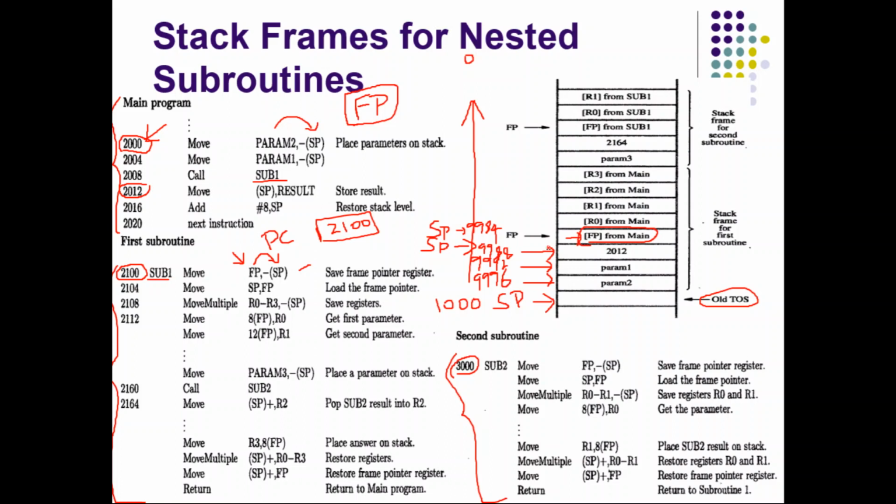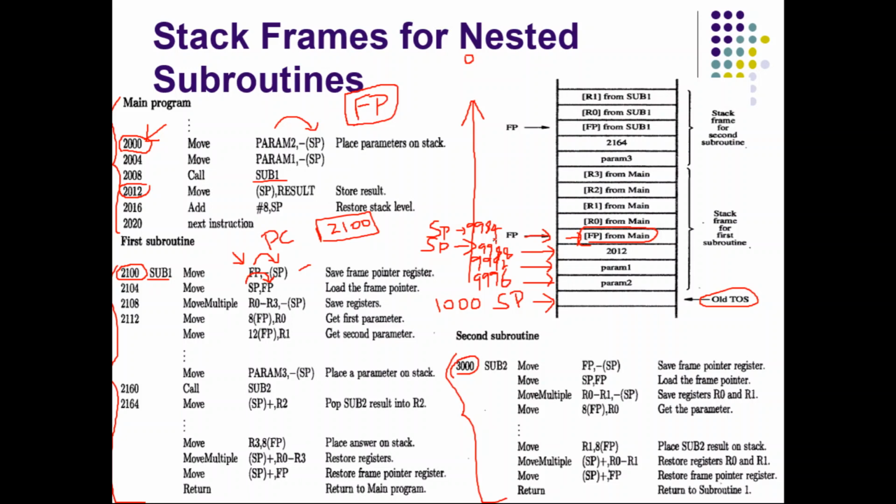Then what we are doing: move SP comma FP, that is, move the content of SP to FP. It is something like copying. Here move does not remove from SP and place in FP. No, it copies from SP to FP. It means now FP is also pointing to this location, which is the 9984 location.